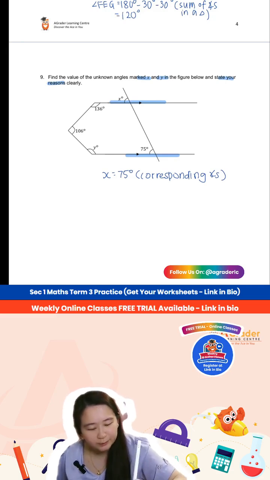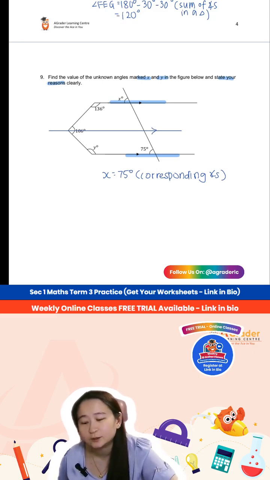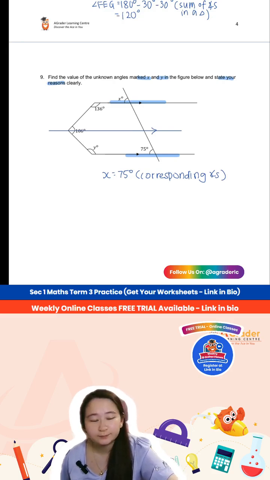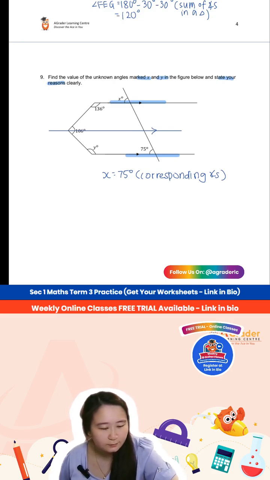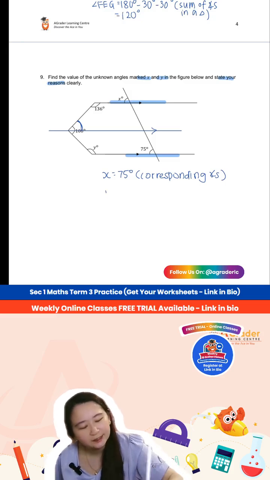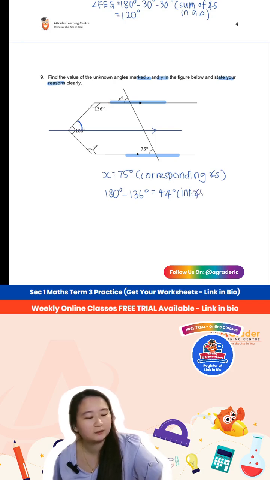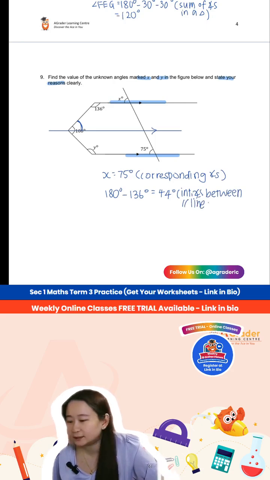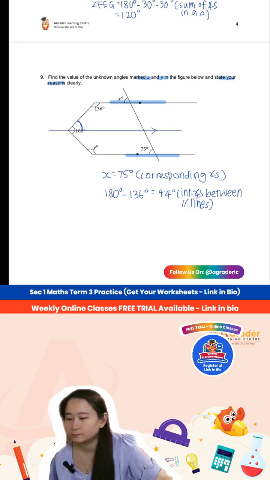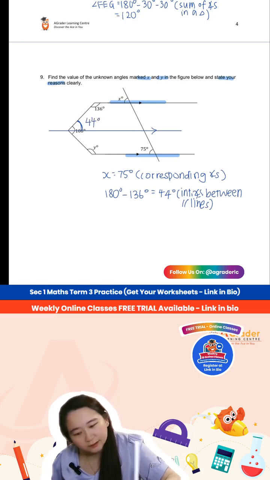Okay, for the second part, to find angle Y, you will need this imaginary line. Draw this imaginary line that is parallel to the two parallel lines. So we can find this angle first using interior angles. 180 degrees minus 136 degrees, we have 44 degrees. Interior angles between parallel lines. Okay, so we know this is 44 degrees.